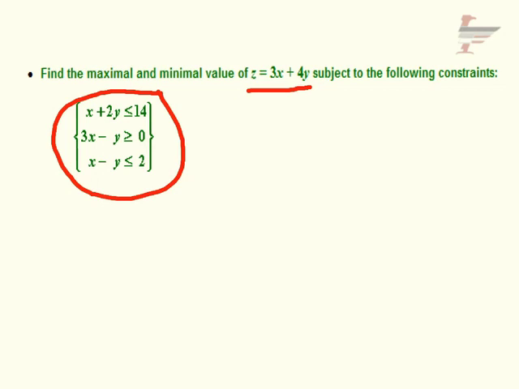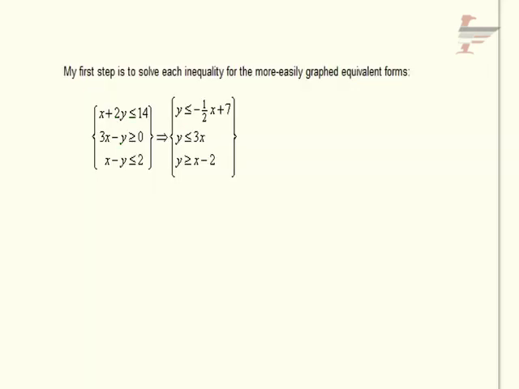The first step that we would want to do is to take these constraints and graph them on a coordinate graph. So our best thing is to put them into a graphing process, so probably a slope-intercept form. So here we have that set of constraints, and now what we've done is put them into slope-intercept form.